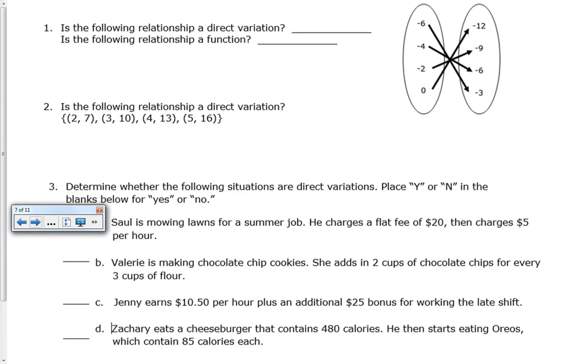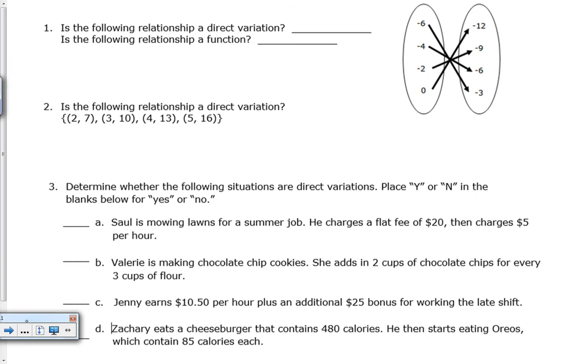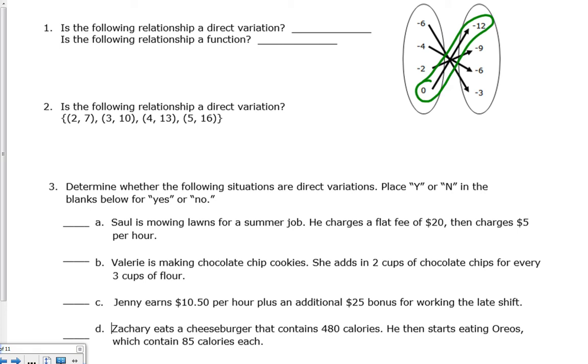Alrighty. Okay, these, same idea. We just want to know, is it a direct variation or not? So number one up there, well, this mapping, again, represents points. So here's 0. Its arrow goes up here to negative 12. So that means the y-intercept is 0, negative 12. So is it a direct variation? No. Is it a function? Everything has got one arrow, so it's not cheating. So yes, it is a function.